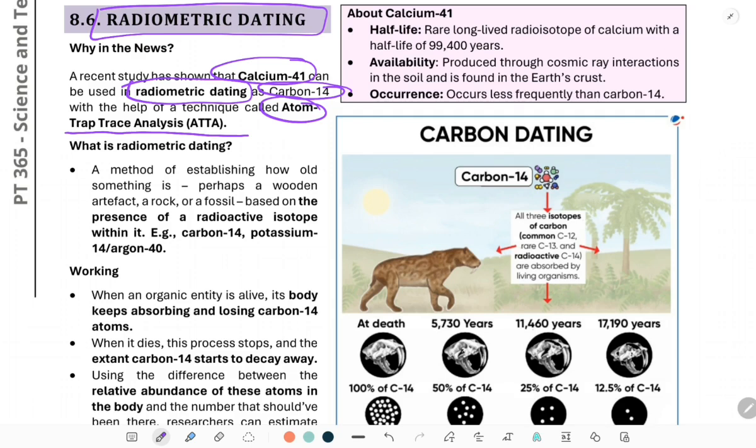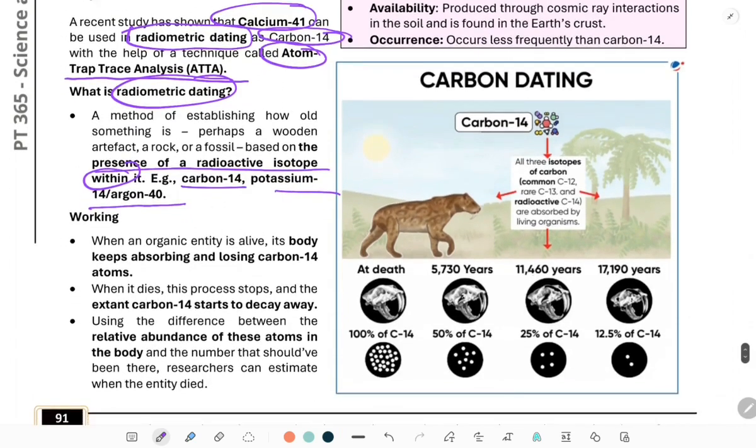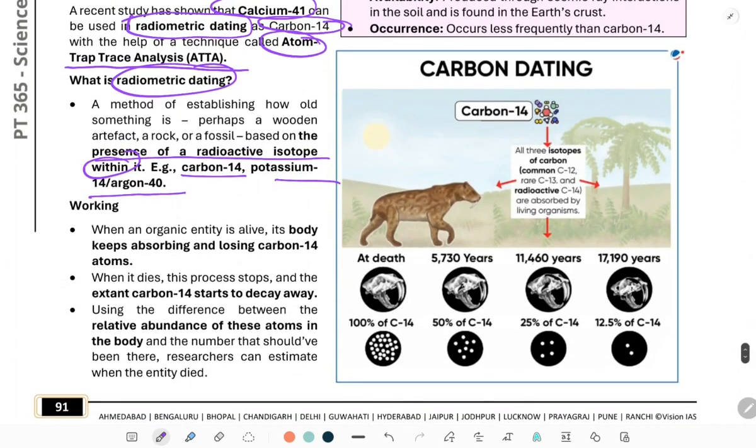We'll see what is radiometric dating. It's a method of establishing how old something is, perhaps a wooden artifact, a rock, or a fossil, based on the presence of radioactive isotopes within it. Example, carbon 14, potassium 40, or argon 40. We'll see how it works.